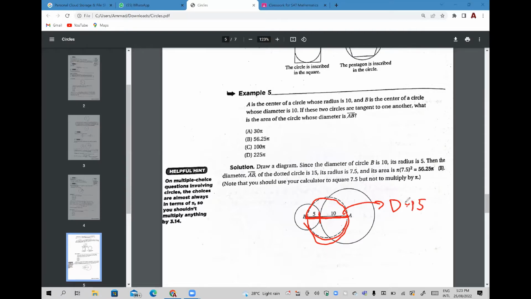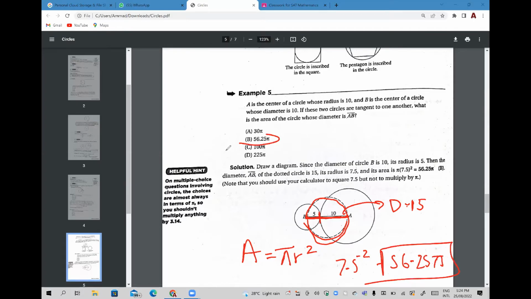तो इसका मतलब है एरिया का फॉर्मूला क्या होता है? पाई आर स्क्वायर. रेडियस क्या है? 15/2. 7.5 square. 7.5 square is 56.25. 56.25 pi is the answer.